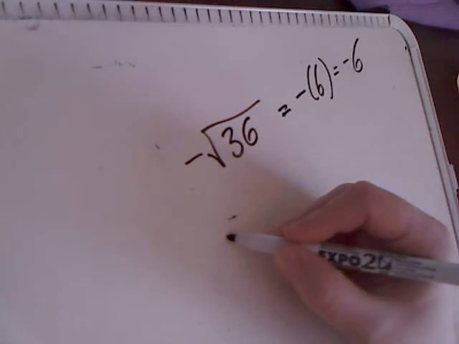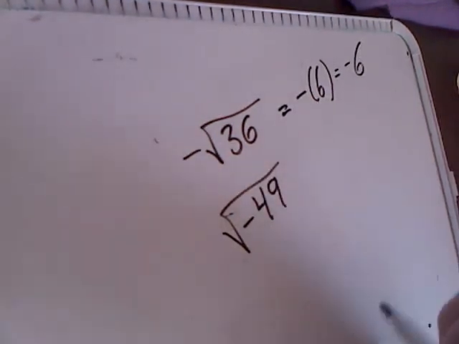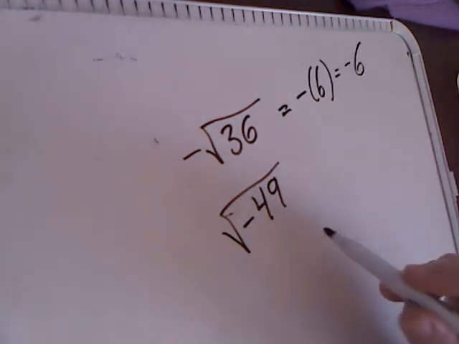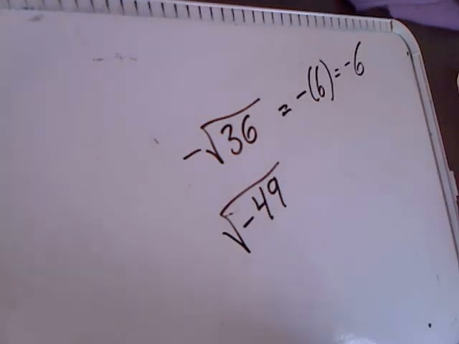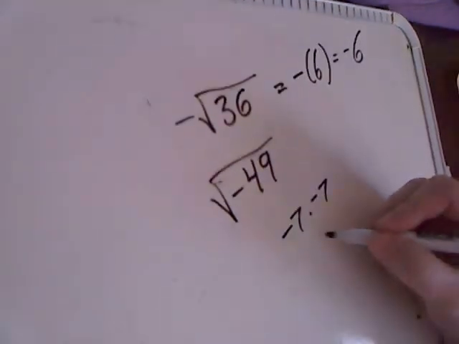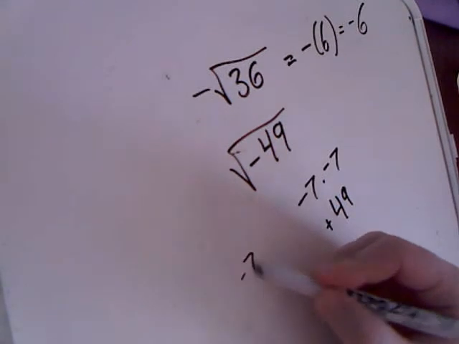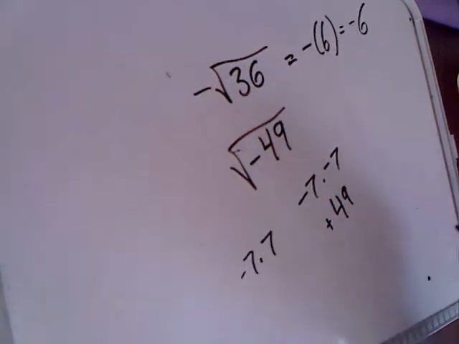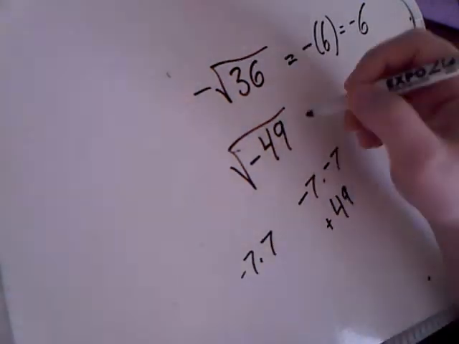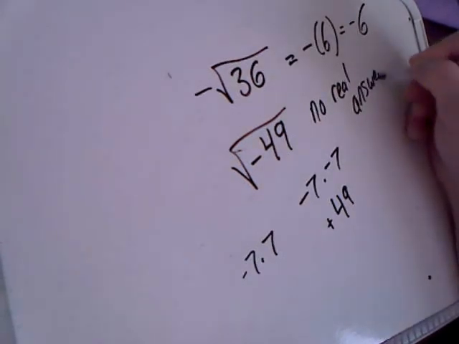If you see something like this, this problem right here has no real answer to it, because there is no number that when multiplied by itself will get negative 49, because negative 7 times negative 7 is still positive 49. And you can't do negative 7 times 7 because these are two different numbers. So this would have no real answer.